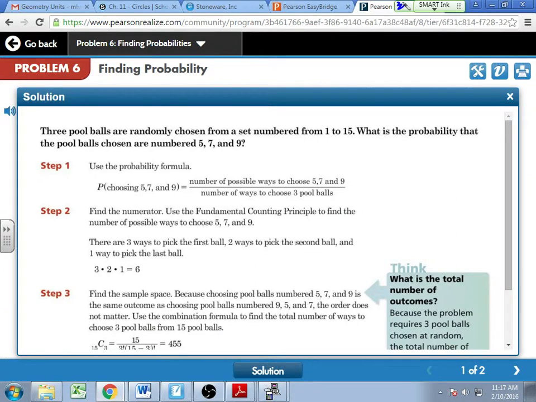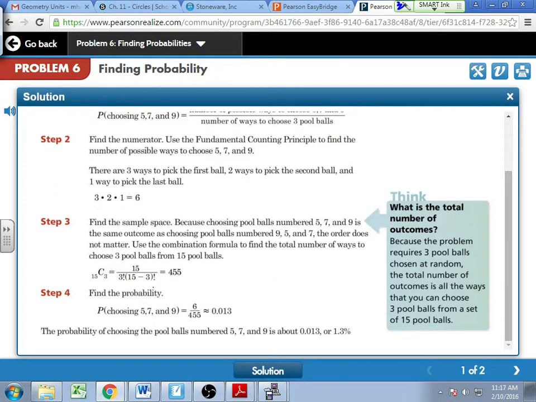We use the fundamental counting principle there because I don't care about the order. I just care that I've chosen 5, 7, and 9. Order's irrelevant for that. So 3 ways to pick the first ball, as I have 3 options, 2 ways to pick the second, and 1 way to pick the last one. Then I set up the situation as 15 choose 3. So I have 6 ways to choose what I want out of 455 total outcomes that might happen.